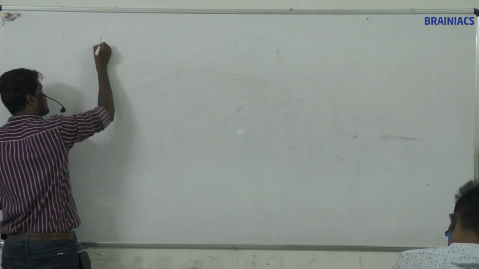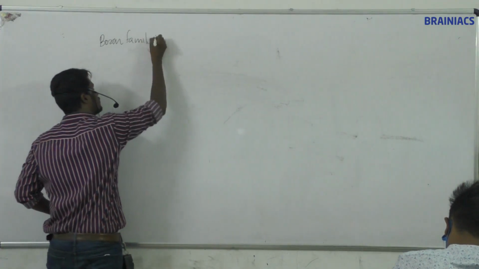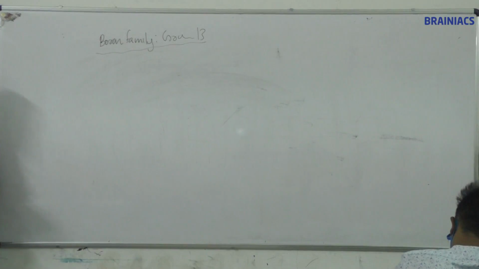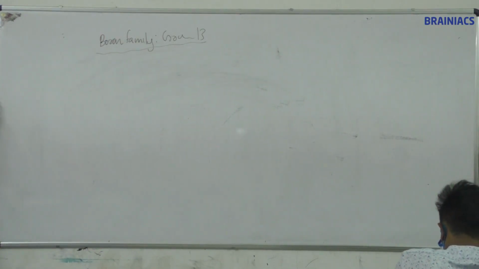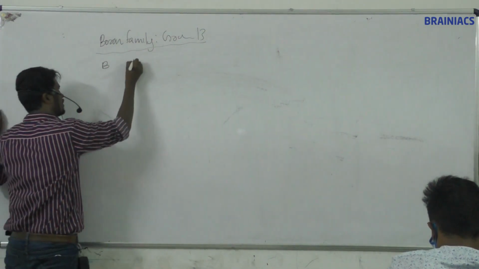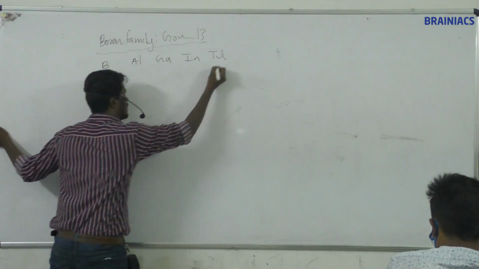Okay, boron family, group 13. Good. In the p block we have the boron family and carbon family. Boron family, group 13. So what are the elements? Boron, aluminium, gallium, indium, thallium.